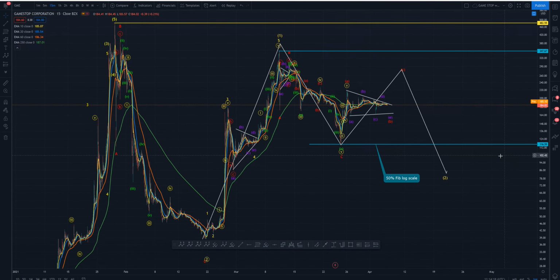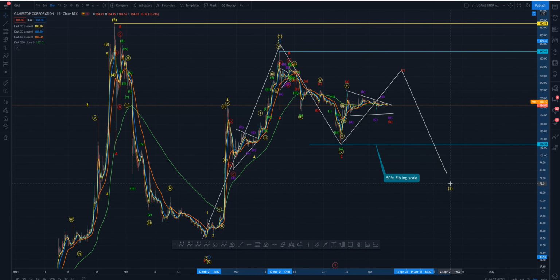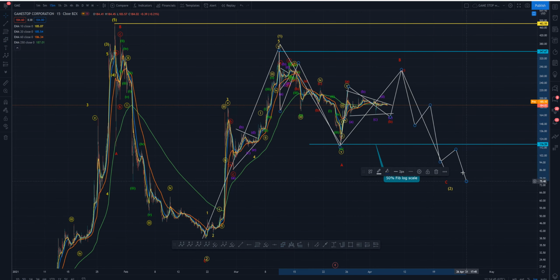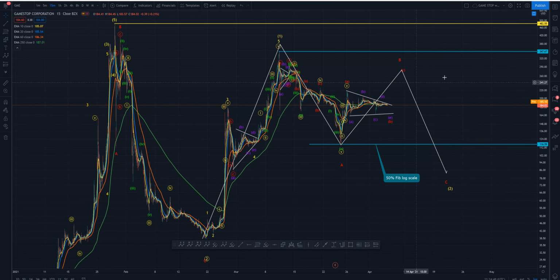So this would be A, this would be B, and this would be C. So let's just move the A over to here. Move the B to the previous B, and the C comes down to here. And then this is a 3 wave move into an A, if I show you what I mean. So 3 wave move into an A, 3 wave move into a B, 5 wave move into a C. The one wouldn't be that long, but you get my idea.